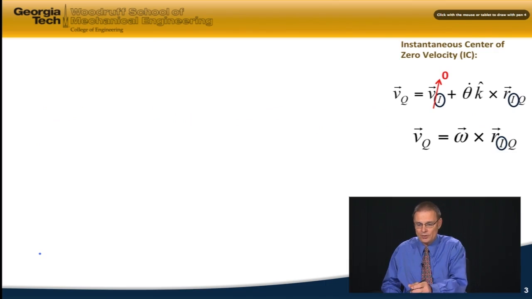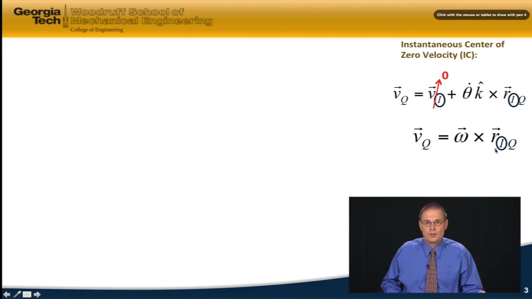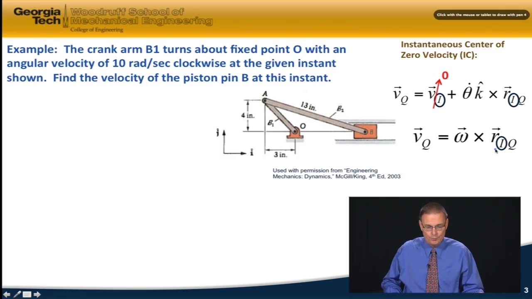Here was the information that we came up with last time for the IC. We said that if we can locate the IC, the velocity of any point Q on a body is equal to omega of that body crossed with a position vector from the IC to Q. Let's go back and look at the crank arm piston cylinder problem that we looked at previously using the relative velocity equation. The IC method just gives us another tool for solving these equations.